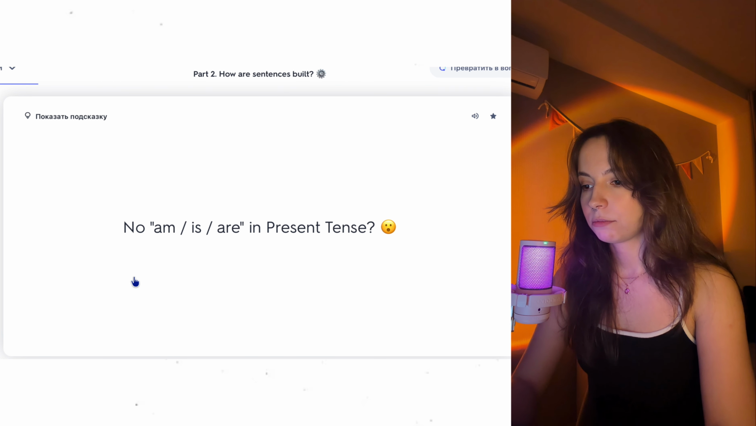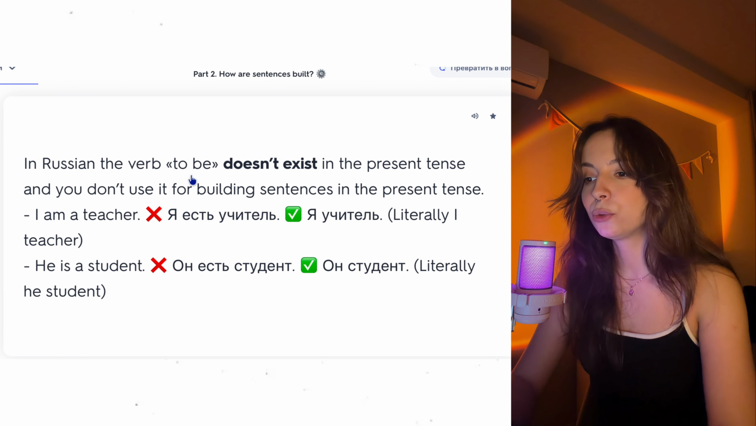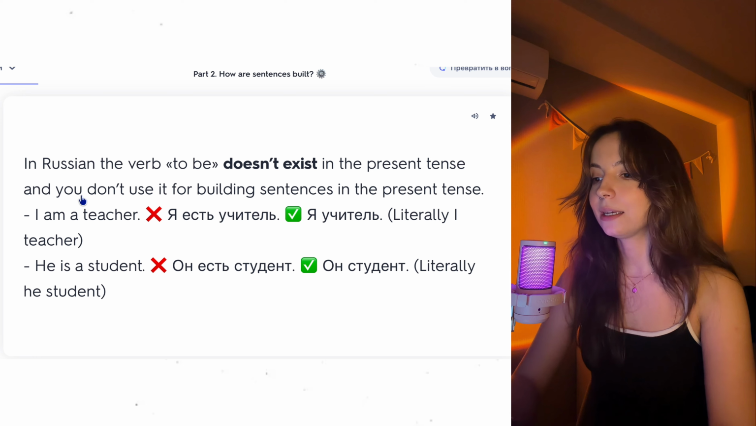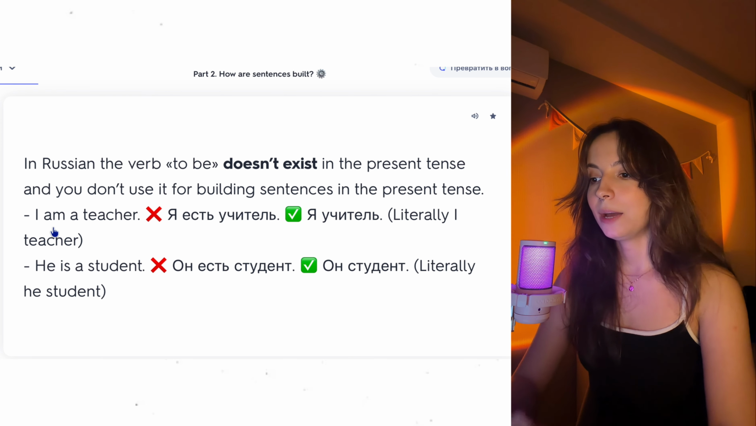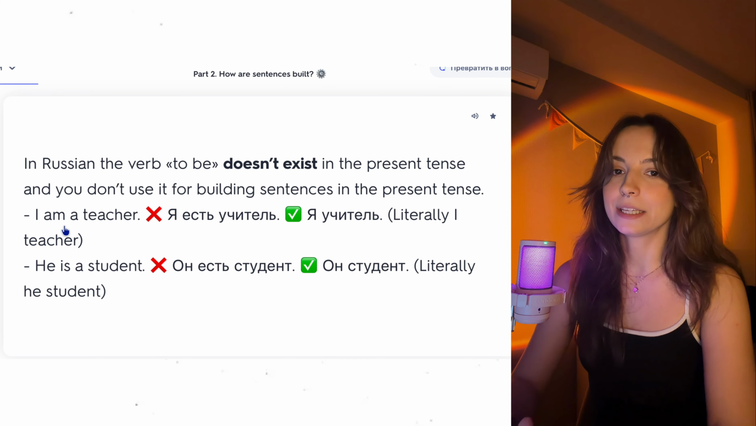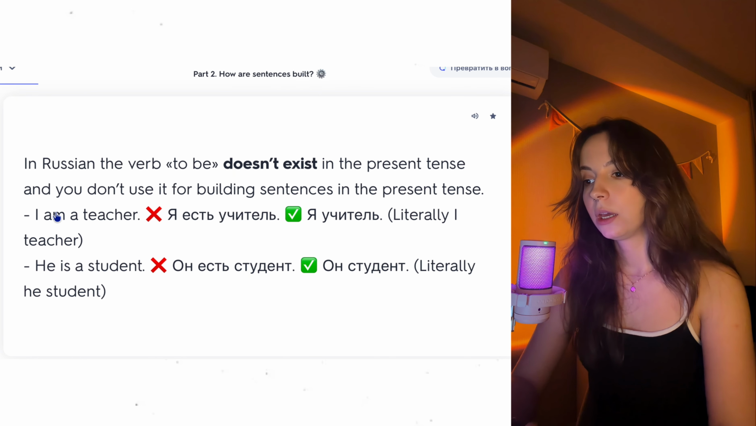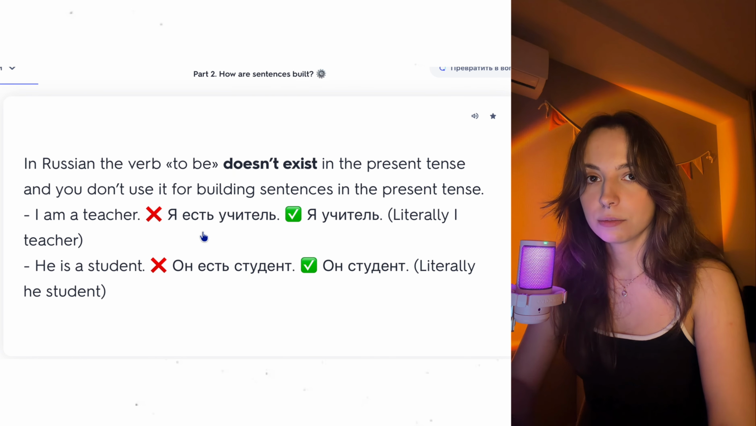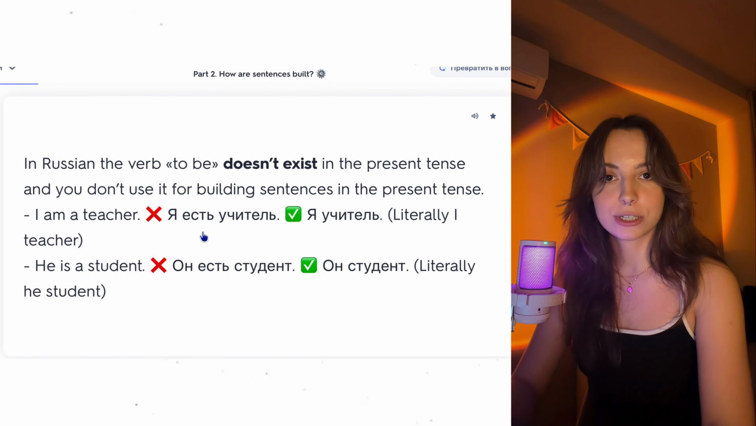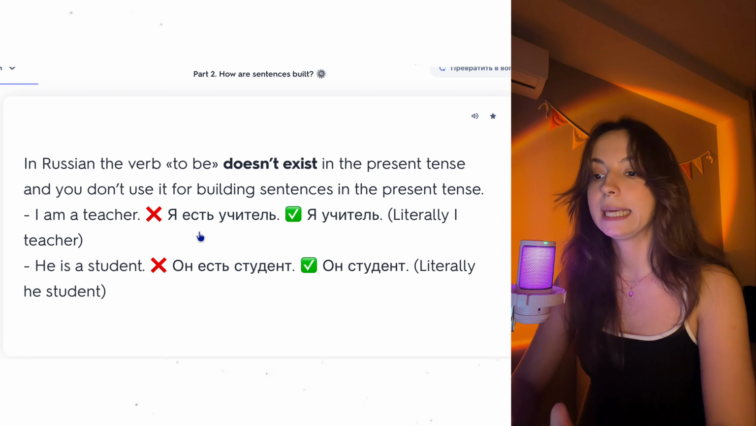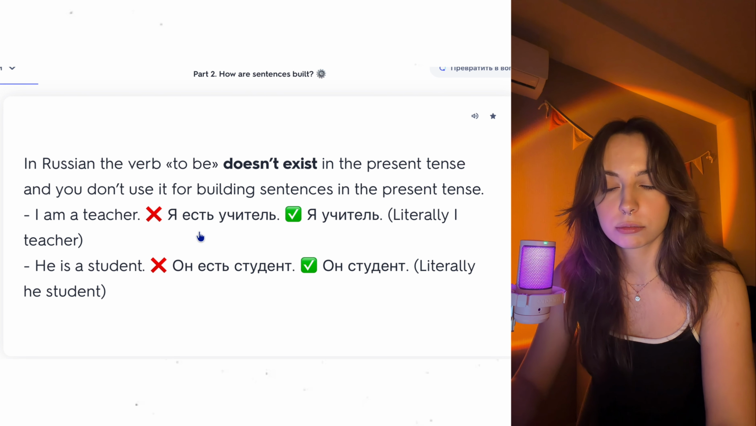Second one. No "to be" in present tense? Yeah, in Russian the verb to be doesn't exist in the present tense, and you don't use it for building sentences in the present tense. For example, I am a teacher, it's not я есть учитель. I, учитель, teacher, and am, we can technically say есть. Есть, it's like to be in Russian, but we don't use it because we don't have to be in Russian sentence structure. So we will just say я учитель, which technically is like I teacher.